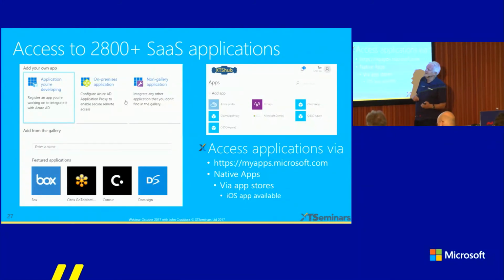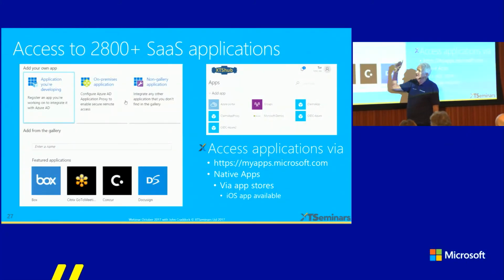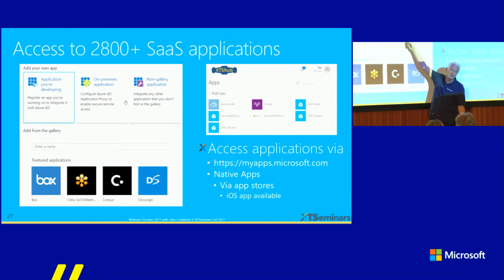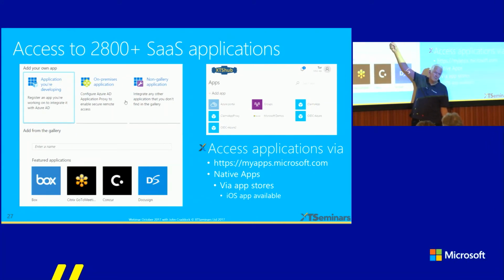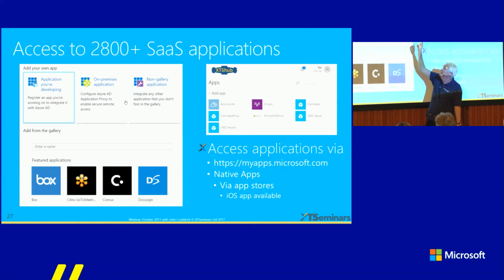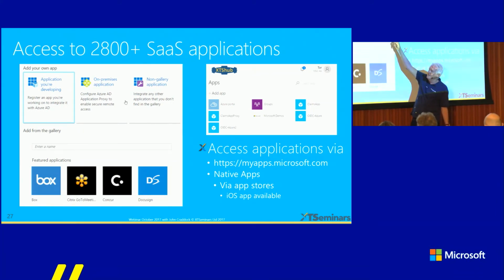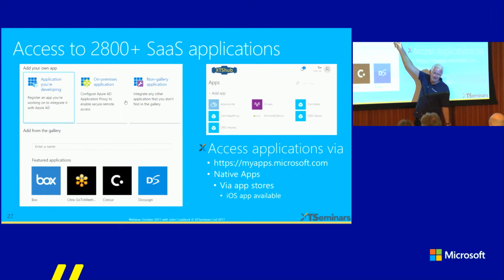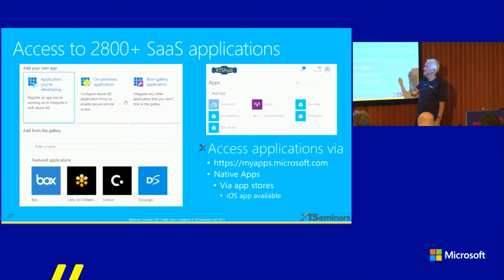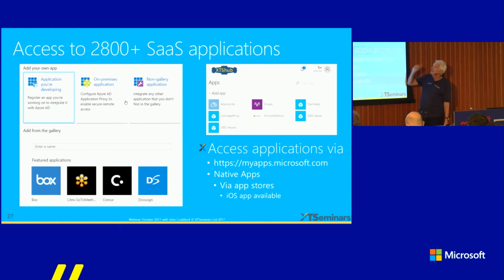So access 2,800 plus applications. You set up your own apps. You use on-premise apps which you're publishing out through the Azure app proxy. You use non-gallery apps. Gallery apps are third-party apps. If you don't find it in the gallery, you can ask Microsoft to add it, and if enough people are asking, they will add it to the gallery. Or you can do custom configuration through this last option here. Or we choose something from the gallery. And then what it will do is it will help you configure them. Once you've chosen something from the gallery and assigned it to a user, it appears in their access panel.